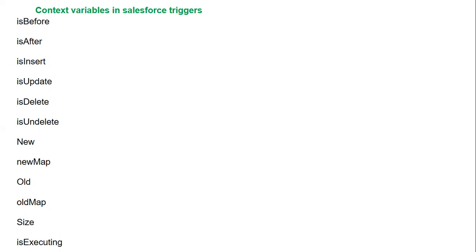Today I'm going to give some clarity on Trigger.new, Trigger.newMap, Trigger.old and Trigger.oldMap. Before explaining these four context variables, I will show one PowerPoint presentation. After that, I will do some practical exercises on these context variables. So just wait.